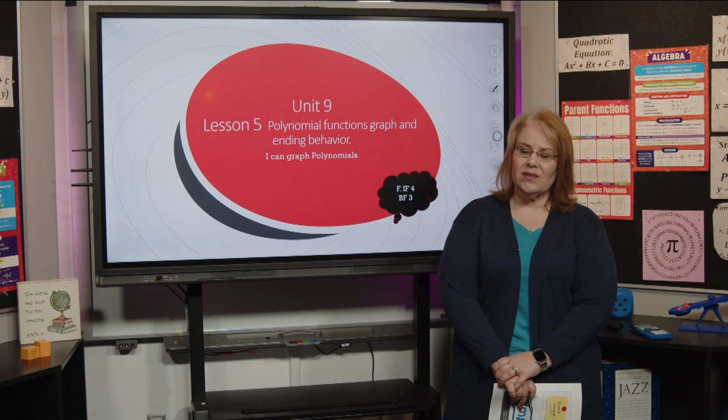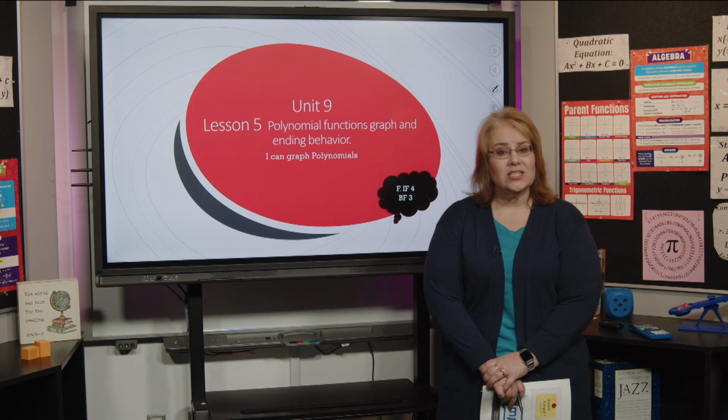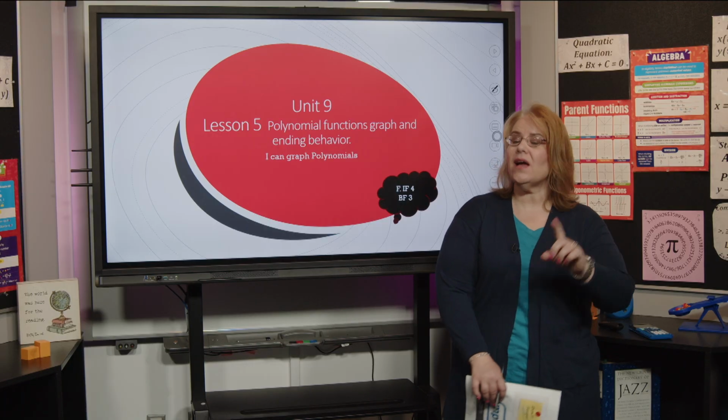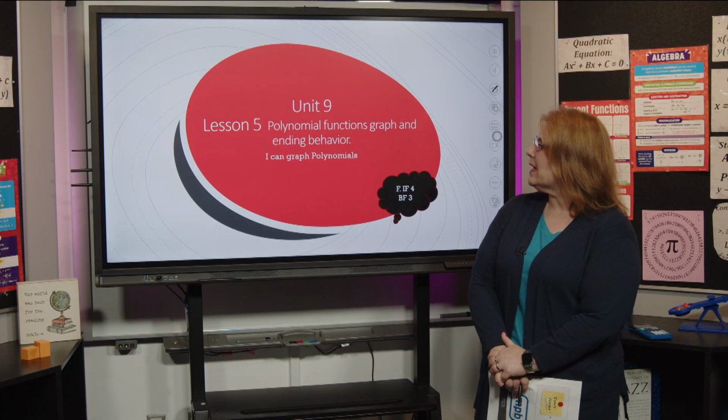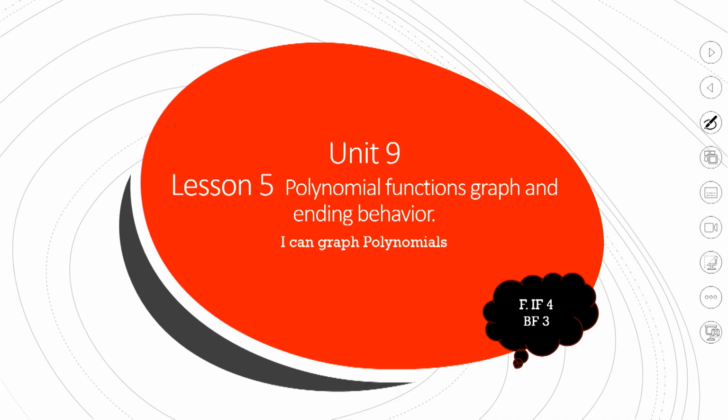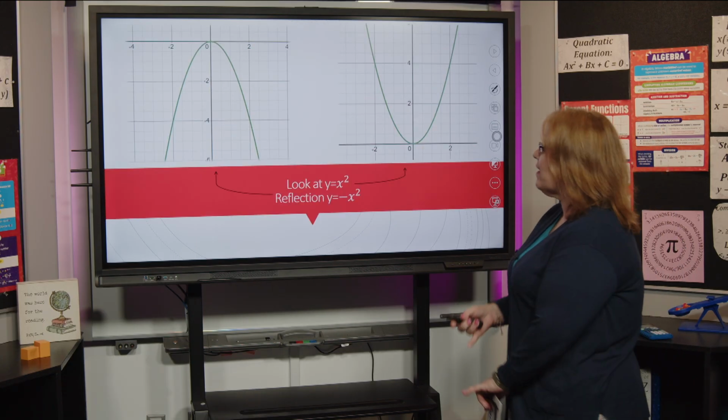We're still in our 9th unit. We are still looking at functions. We've looked at linear, quadratic, and exponential, and we've just now learned piecewise. So now we're looking at polynomial functions. Polynomial functions graph and ending behavior. I can graph polynomials. We're looking at F-IF.2 and BF.3. So let's go ahead and dive in and see what we've got.